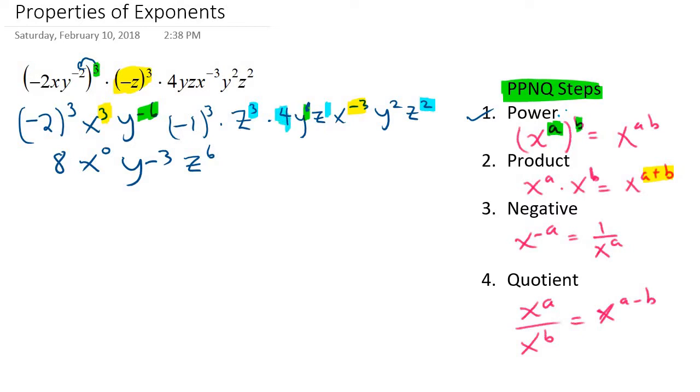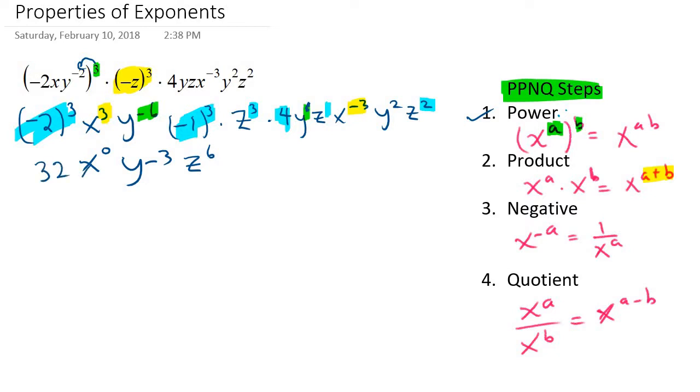So we need to multiply the 8 by 4 as well. So be careful not to miss anything. Negative 2 to the power of 3 is negative 8. Negative 1 to the power of 3 is negative 1. Negative 1 times negative 8 is 8, and then times 4 is 32. So the number in front should be 32.